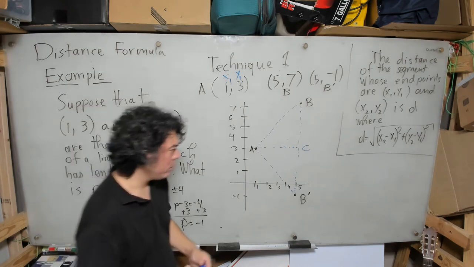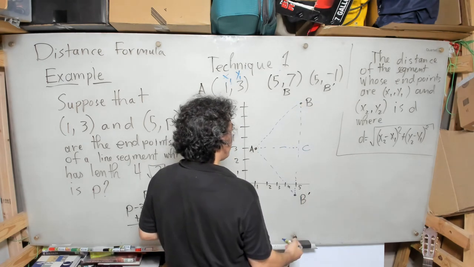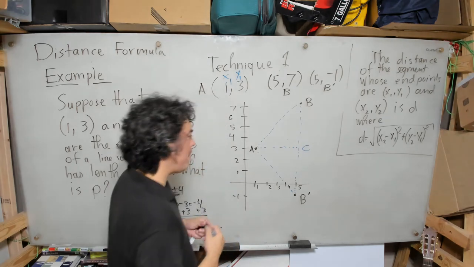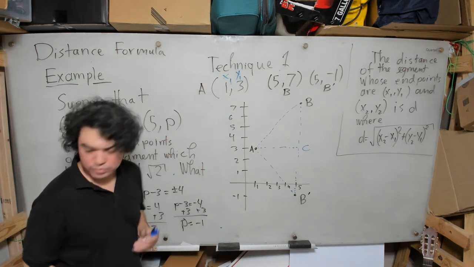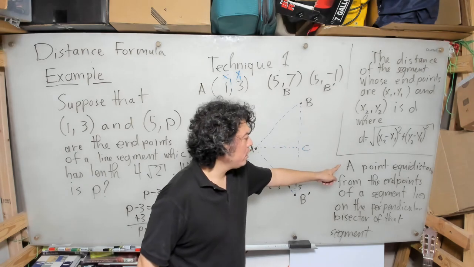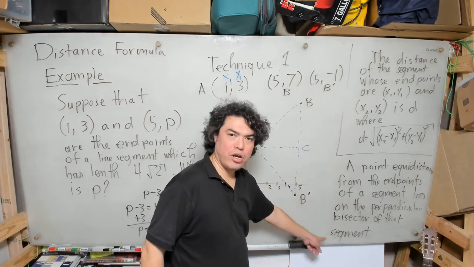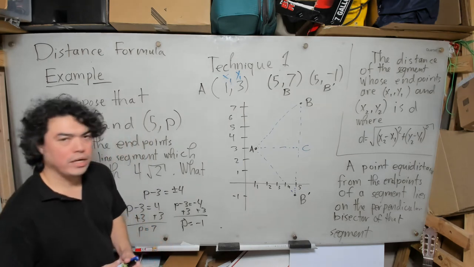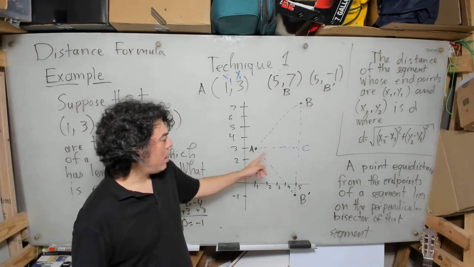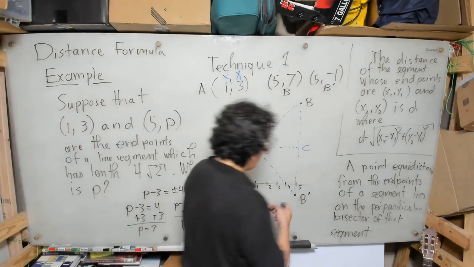But now I wanna show you something important. We saw that this length from A to C is 4. This length from C to B is 4, right? And moreover, let me state an important fact from geometry. A point equidistant from the endpoints of a segment lies on the perpendicular bisector of that segment, okay? So a point equidistant, that means the same distance. What I'm about to claim to you guys is that this line from A to C is perpendicular to this line B, B prime, okay?